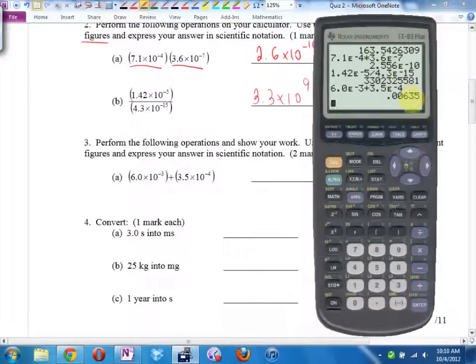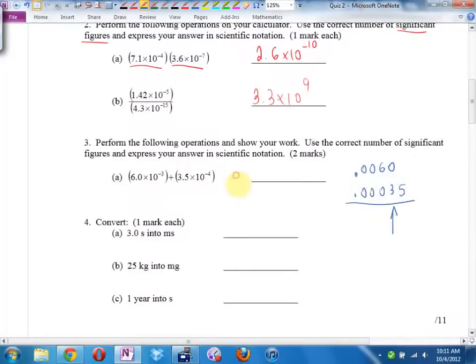That 3, is it going to stay a 3 or become a 4? So the answer is going to be 0.0064. Now they did say to go to scientific notation, 6.4 times 10 to the -3. It says 2 marks. How would I give 2 marks out for that? I don't know. I'd make this worth 1 mark, but that's okay.